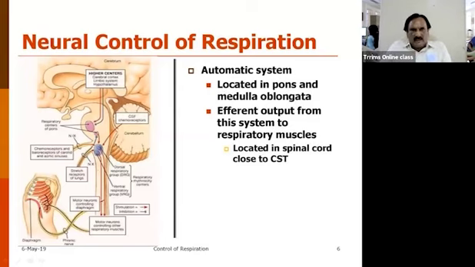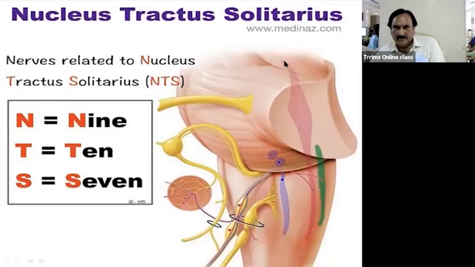This is an important diagram. Try to note down. Nerves related to nucleus tractus solitarius. So we are talking about the nucleus. The term nucleus means the collection of the nerve cells. And this thing is called nucleus tractus solitarius. That which is mentioned in the violet color here is the nucleus tractus solitarius. And this is the pons, and lower down is the medulla.